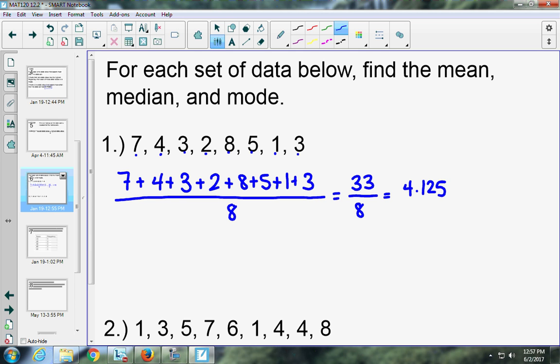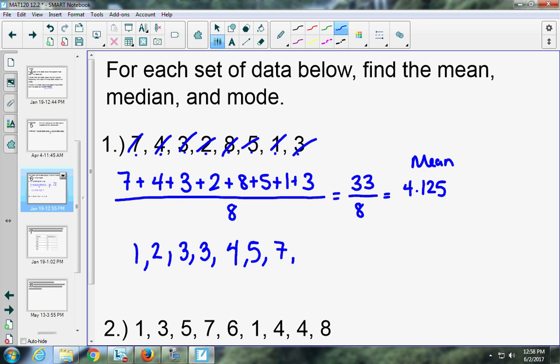When we're trying to find the median, we need to put all of the numbers in order from smallest to largest. The smallest is 1, then 2, then 3, and 3 again, and 4, and 5, 7, and 8. And I always just kind of count my numbers to make sure I didn't miss one. I know I had 8 from the mean calculation. We have 1, 2, 3, 4, 5, 6, 7, 8 numbers, so I know I did not miss anything.